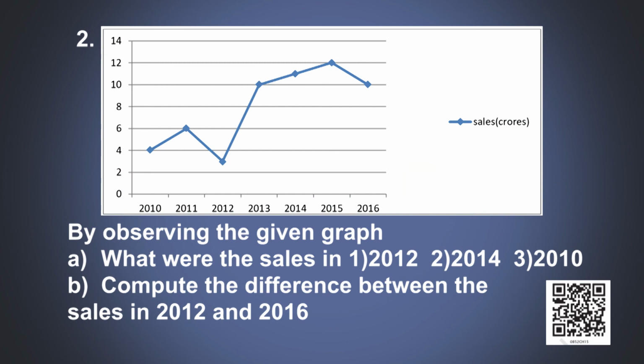Problem number 2. By observing the given graph, answer the following questions. What were the sales in the year 2012, in the year 2014, in the year 2010? Compute the difference between the sales in 2012 and 2016.